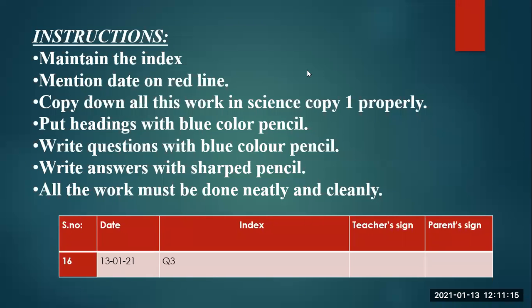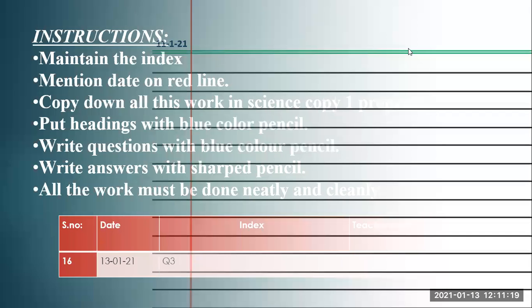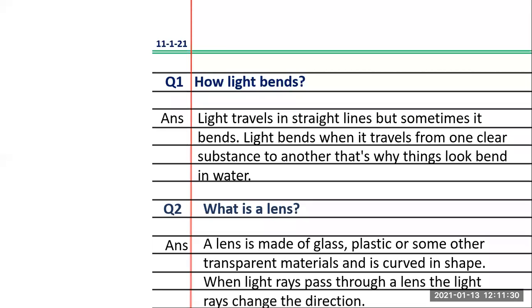Okay, so now we are going to the next slide that is about your question. On Monday you had been given question number 1, which was how light bends, and question number 2 was what is a lens, right?